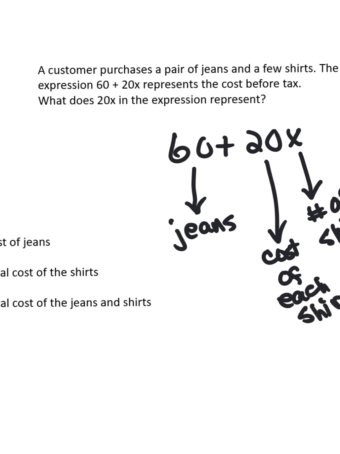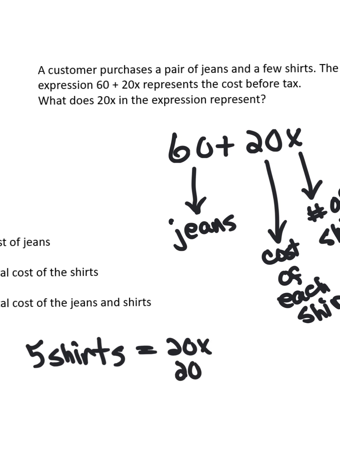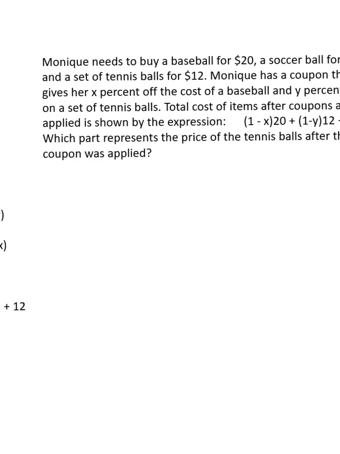All right, so let's say that I bought 5 shirts. To find the cost of those 5 shirts, I would take the expression 20x and I would multiply 20 times 5, which would be $100. Therefore, the 20x represents the total cost of the shirts. All right, this one is a little bit wordy, and hopefully you do not get lost in reading it. It's not that hard, but sometimes when we look at a problem, we see all the words and we panic.